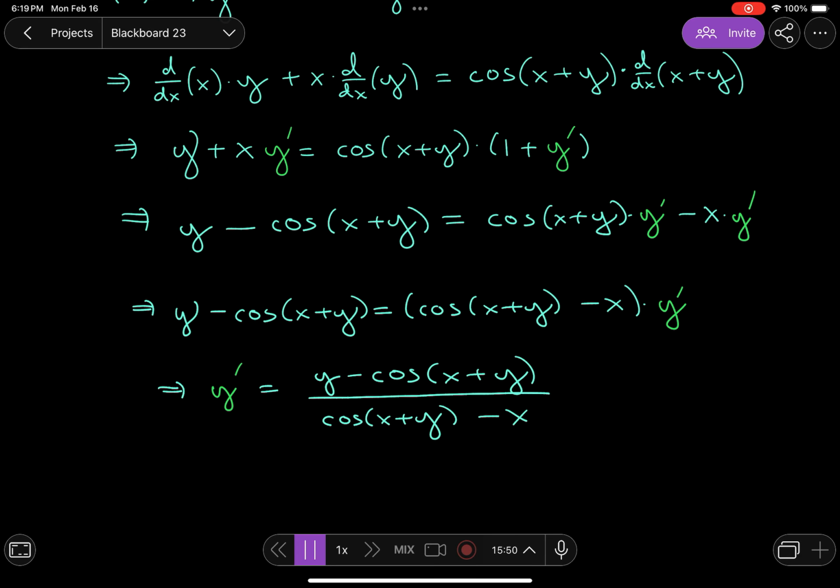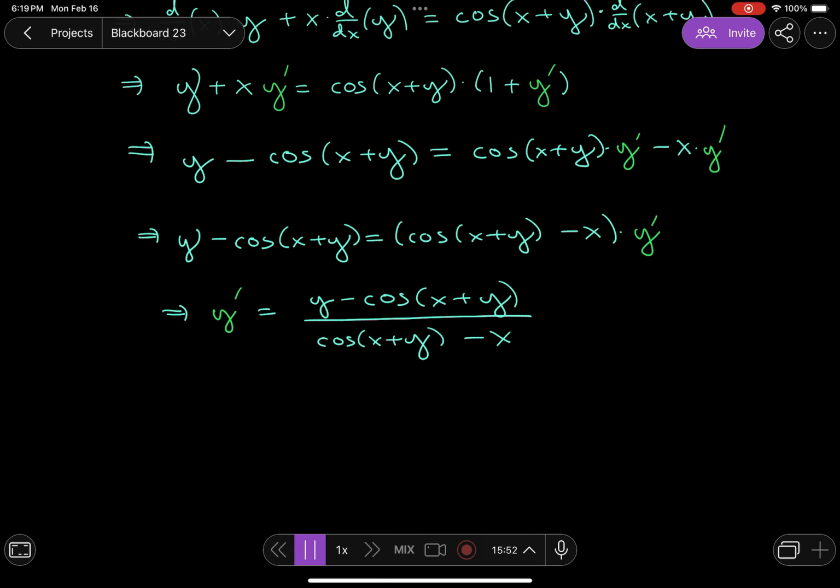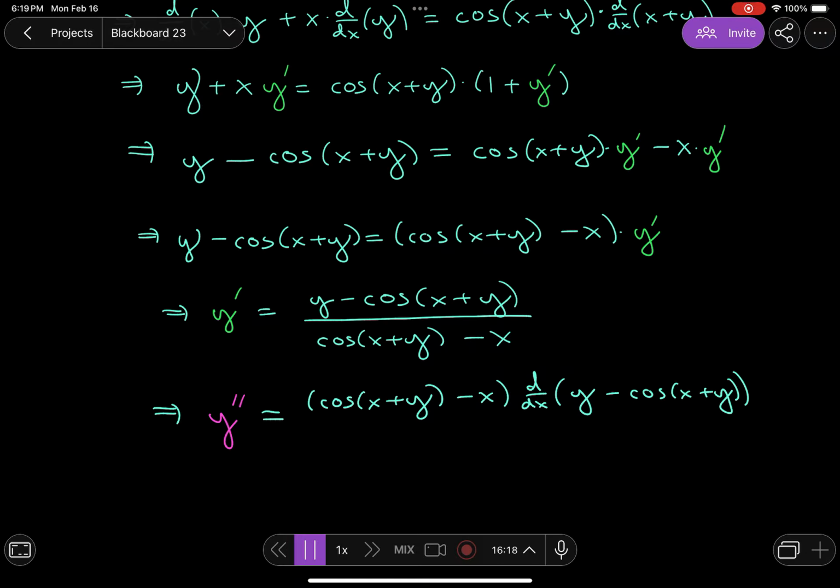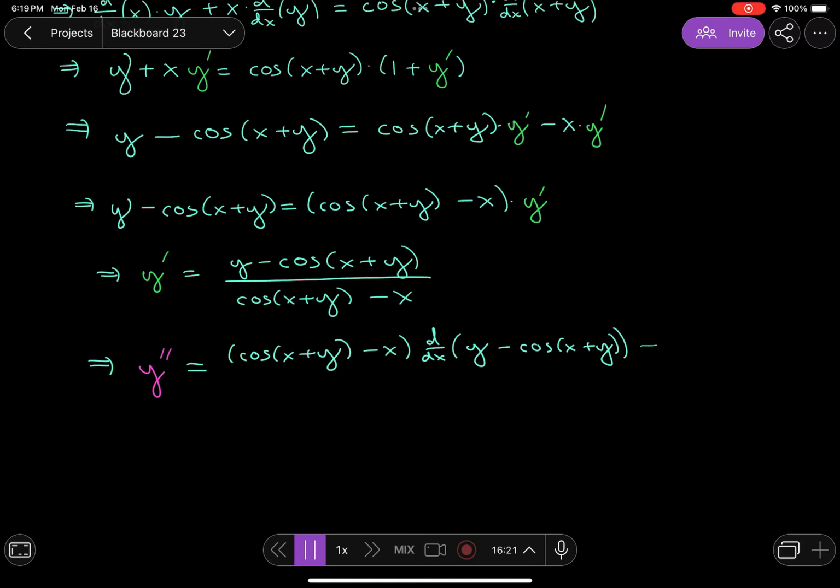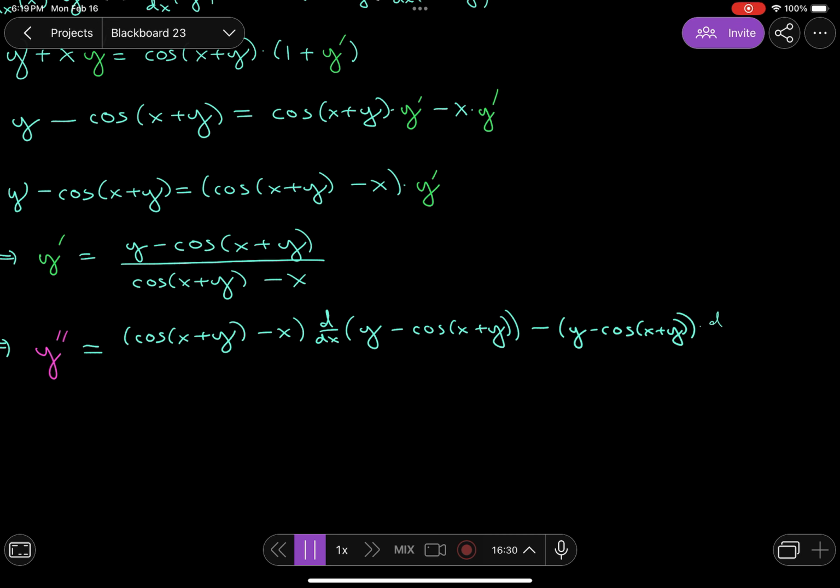Oh man, that's kind of an adorable derivative. I like how that one looks. But unfortunately, we are not done yet. We indeed have to also solve for y double prime. So this implies y double prime is equal to, so I have the bottom, this is going to be a mess, guys, times the derivative of the top minus the top times the derivative of the bottom.